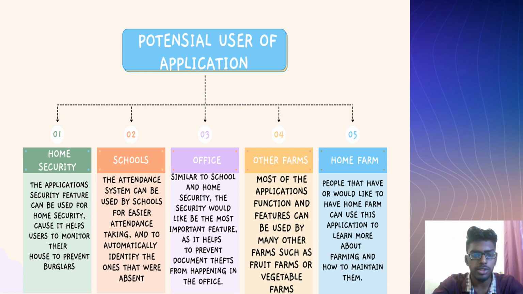The third one will be the office. Similar to school and home security, security would be the most important feature, as it helps to prevent document thefts from happening in the office. The workers can also easily use the worker digital section to take their attendance.